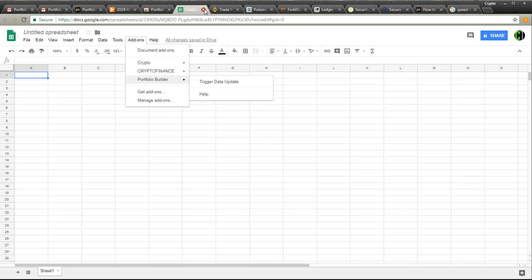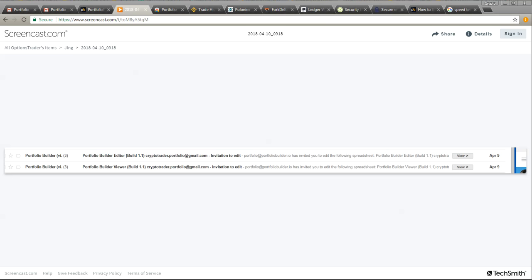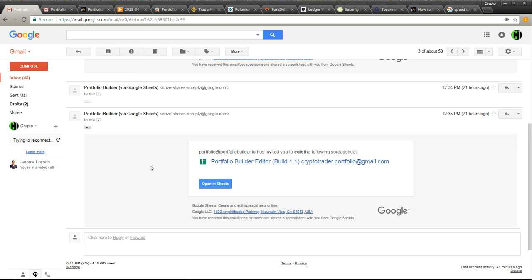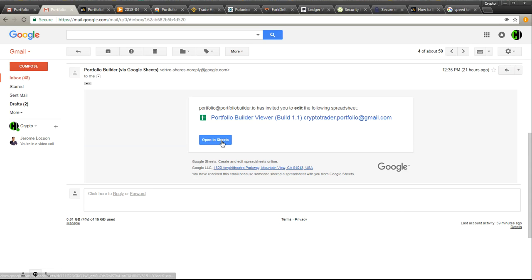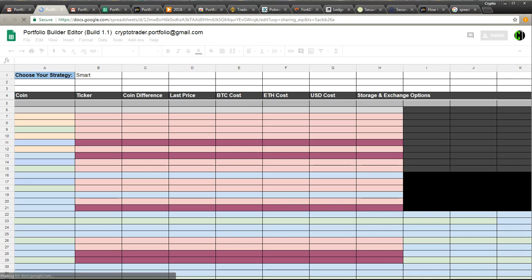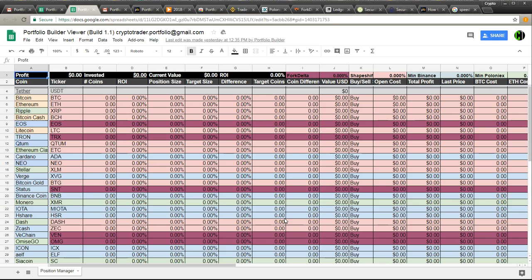Now you can close that spreadsheet, and in your email account you'll see 2 emails sent from Portfolio at portfoliobuilder.io. These are invitations to access your spreadsheet. Now you'll note there are 2 spreadsheets. One is for your editor and one is for your viewer. Open each email and click to open each spreadsheet. The first time you log into the spreadsheet, it will look like this in your editor tab and this in your viewer tab.